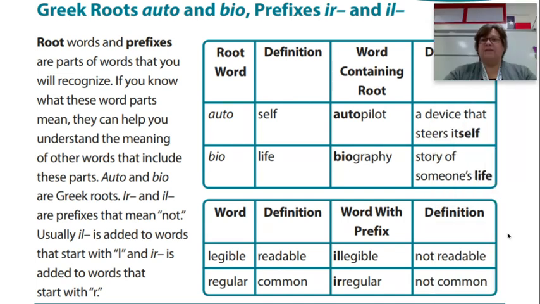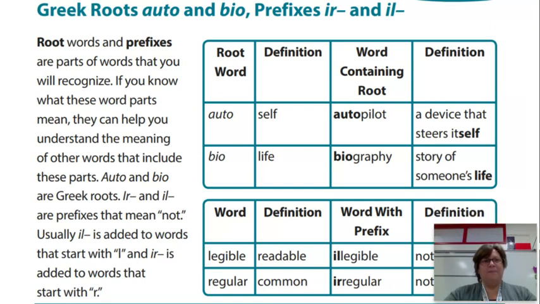Let's look at this chart here. Root words and prefixes are parts of words that you will recognize. If you know what these word parts mean, they can help you understand the meaning of other words that include these parts. Like auto and bio are Greek roots. IR and IL are prefixes that mean not. Usually, IL is added to words that start with L, and IR is added to words that start with R.